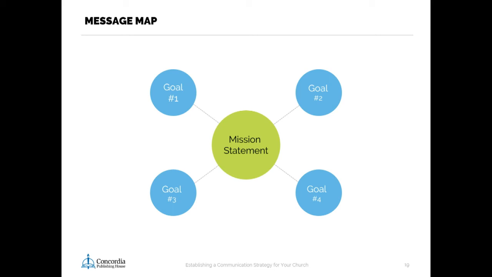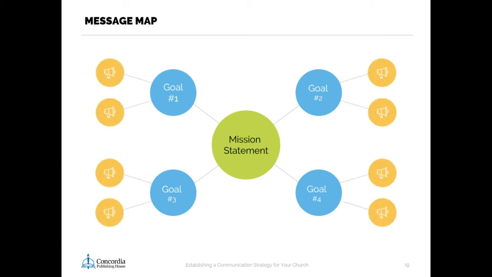So you would have your goals from here, and I put 4 up there. You might have 2, you might have 6, depending on your congregation. But then from there you have those individual messages, and these become the priority. If these are the goals of your congregation, achieving those goals and explaining how to achieve them in those messages is going to be the most important thing.